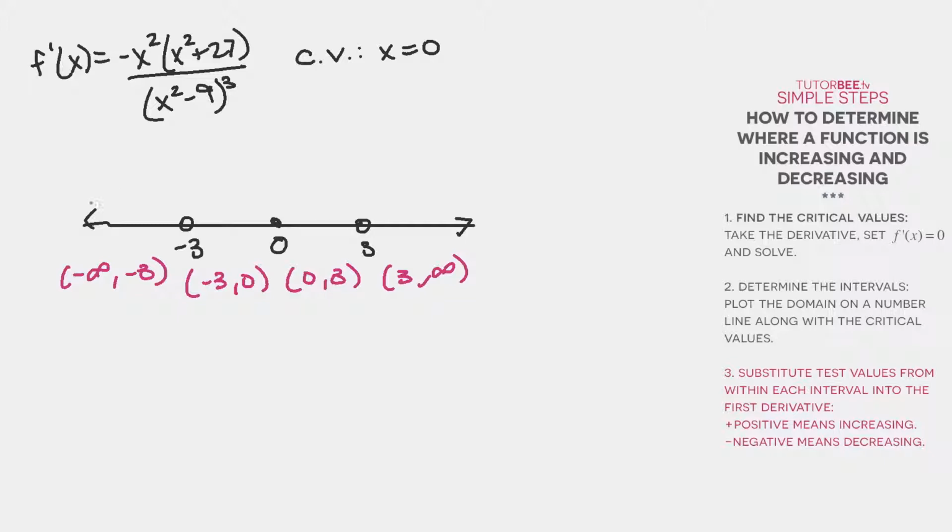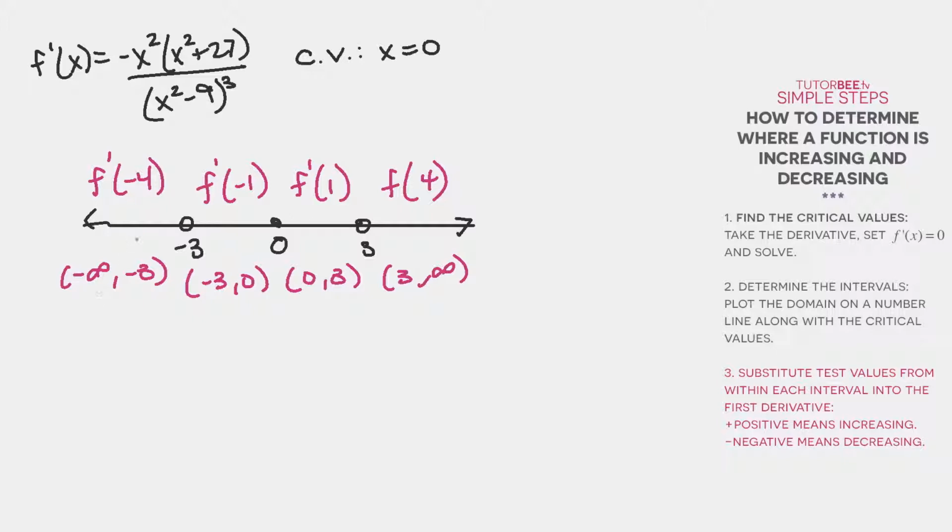So for step 3, we take test values from within each interval and sub that into f prime, or the first derivative. So for the interval negative infinity to negative 3, let's choose negative 4. For negative 3 to 0, let's choose negative 1. For this one, we'll choose 1. And for this one, let's choose 4.